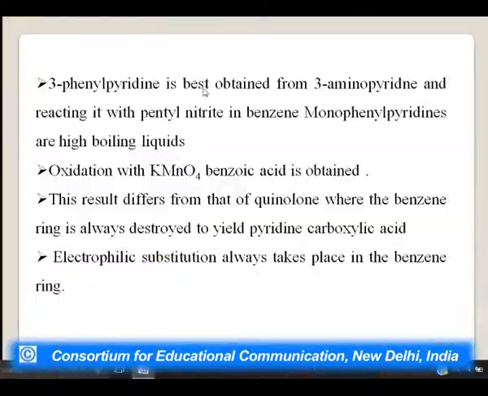2 aryl pyridines are best prepared from the appropriate aryl lithium and pyridine, and 4 aryl pyridines are obtained via Hantzsch synthesis using an aryl substituted starting material. We have discussed it, pyridine also. 3-phenyl pyridine is best obtained from 3-aminopyridine by reacting it with pentyl nitrite in benzene. Monophenyl pyridines are high boiling point liquids. Oxidation with KMnO4, benzoic acid is obtained.